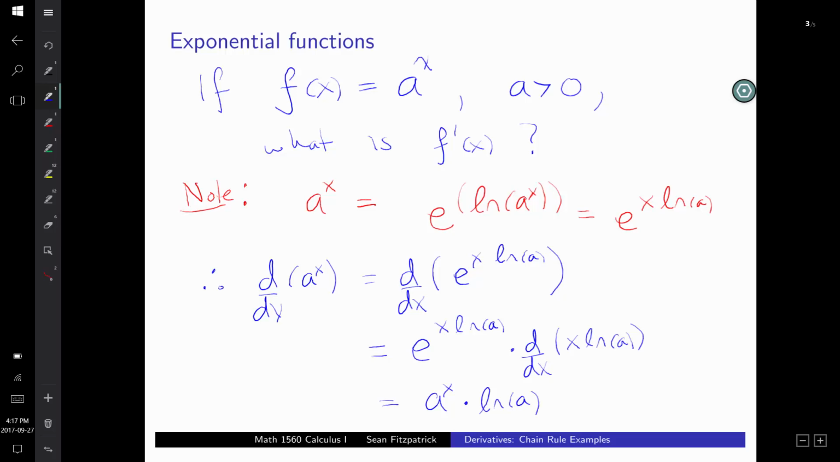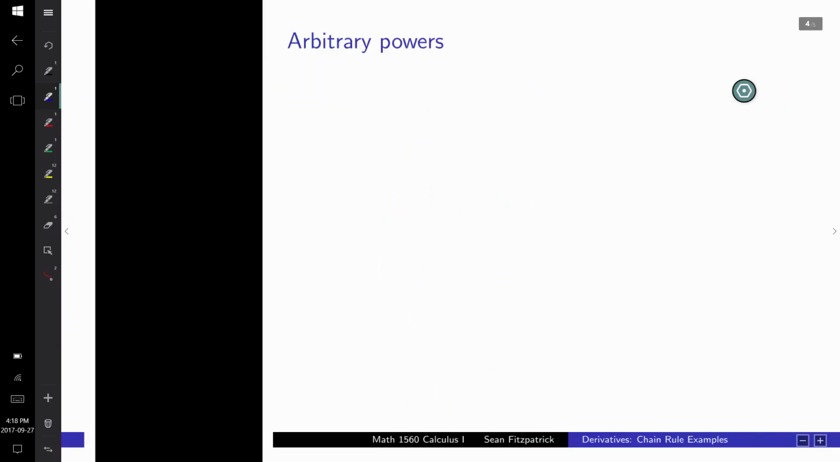Right? So this is why we like the natural exponential, because the natural log of e, of course, is just 1. We don't get this constant multiple. When you take the derivative of exponential functions to other bases, you get this extra constant coming out every time you take the derivative, and that constant can get a little bit annoying, so we like to work with e to the x for that reason.